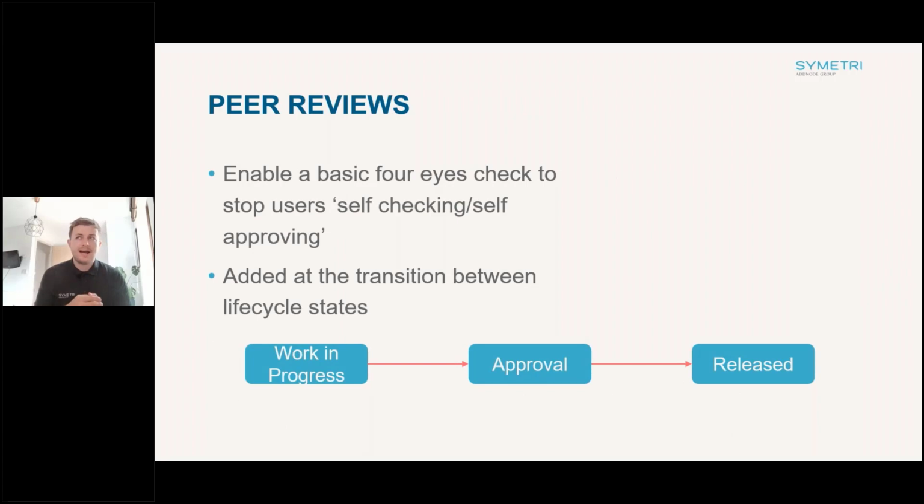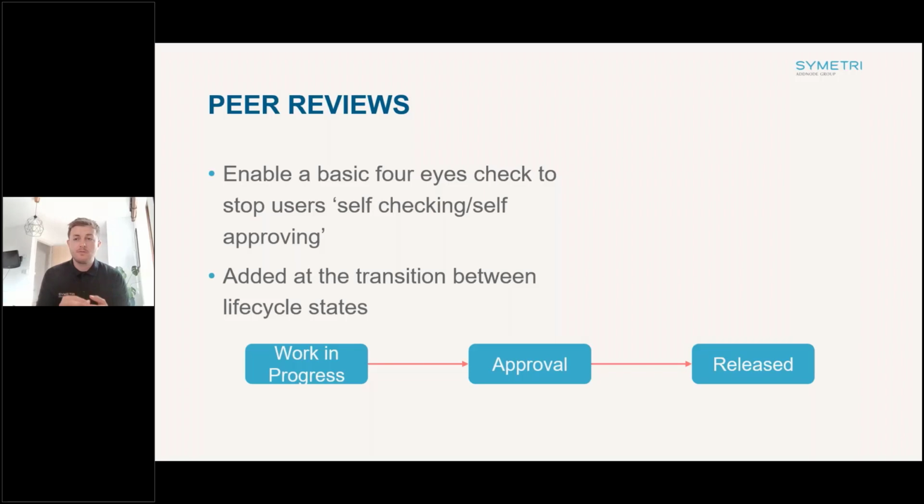So the next tool that we're going to have a look at is peer reviews. Peer reviews are a new feature that Autodesk have introduced into Vault, and it gives companies a stricter overview of how they want to move through their life cycle. It's going to allow companies to stop users self-checking and self-approving their own work.